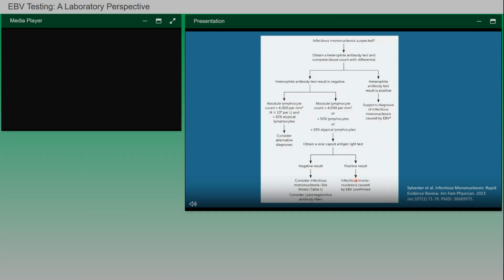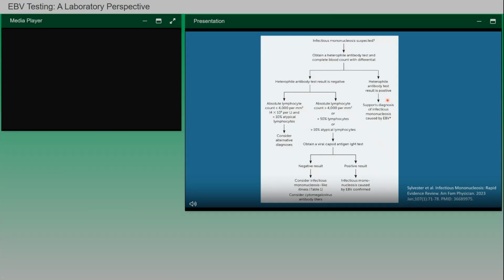If it's positive, you're done. Let's call it infectious mononucleosis by EBV. If it's negative, let's call it not EBV. Okay, so pretty simple algorithm. And if your heterophile test or your Monospot test is positive, you can be done right there. And that's enough evidence to just call it EBV. So that's kind of a simple algorithm.